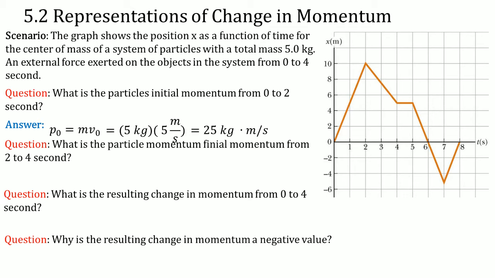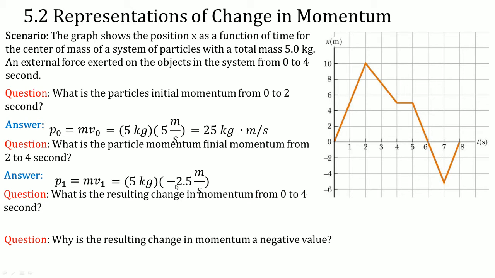Next question. What is the particle's momentum, which is the final momentum, from 0 to 4 seconds? From 2 to 4 seconds, we can do P1, which is the next momentum. We can consider that the final momentum is equal to the mass times the velocity. Same equation. The mass is 5, but let's look at the new velocity here.